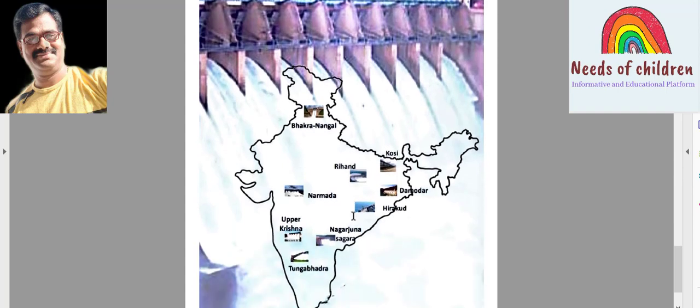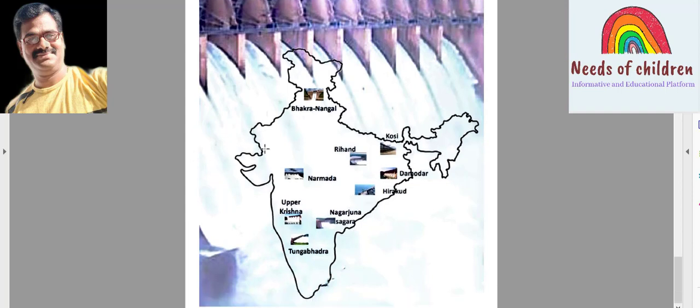So I hope you have understood the concept about the important map locating places. Here you have to draw a neat diagram of the map of India and locate the places given. Okay. So that's it about today's session, and I will come back with the next video.